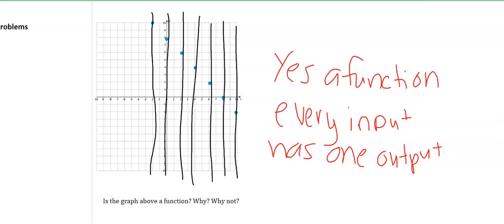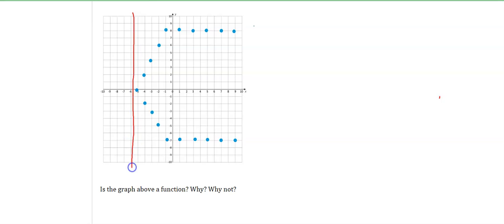If we look at the next one, is this graph a function or not? I start my vertical lines. And I can see, whoop, right there, I'm hitting two spots. If I do another one, a vertical line at x is equal to 3, up, I'm hitting two spots. So, not a function. It fails the vertical line test.